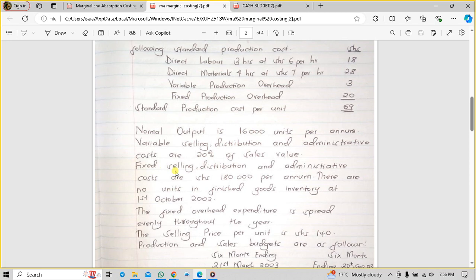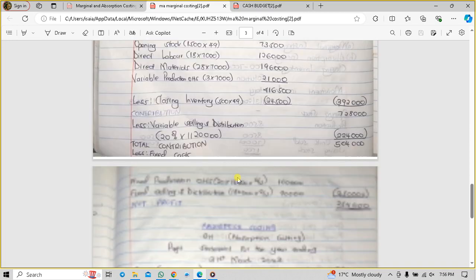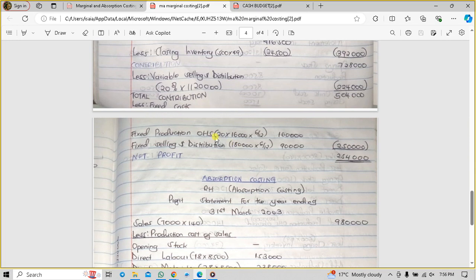Also for the fixed selling, distribution and administrative cost, it is 180,000 per annum. So you're going to take 180,000 times 6 over 12. So that's why we have fixed production overheads as 20 times 16,000 times 6 over 12, then 180,000 times 6 over 12. Then you subtract for us to get the net profit. And that is how you're supposed to calculate profit using the marginal costing approach.